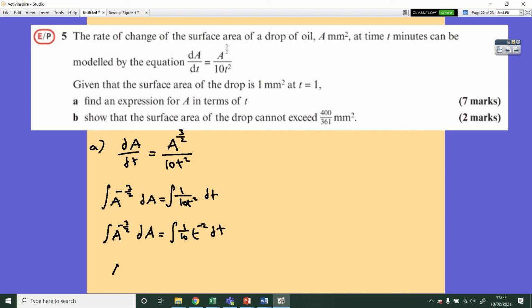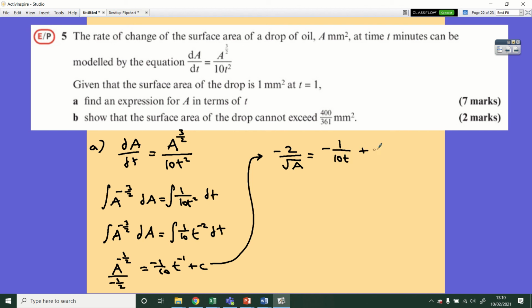So integrate the a's. I'm going to get a to the minus a half divided by minus a half. And then on this side I'm going to get a 10th t to the minus 1 divided by minus 1, which makes that negative, and then plus c. Okay, let's tidy up. So this gives me minus 2 in front, and then a to the minus half is dividing by the square root of a. That's using some index laws there, and that equals minus 1 over 10t plus c.